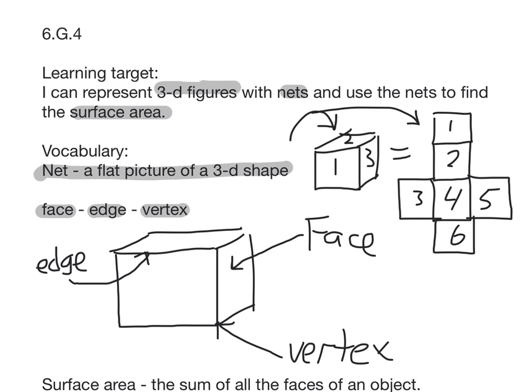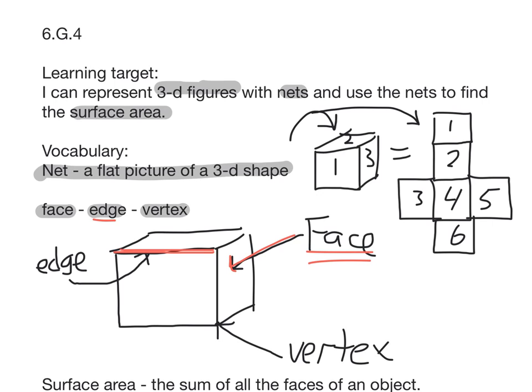So the face is a flat surface. A rectangular prism like the shape we have drawn here has 6 faces. Different shapes have different numbers of faces. An edge is where 2 faces come together. For your notes, just draw this picture and label the different parts. So an edge is where 2 faces come together.